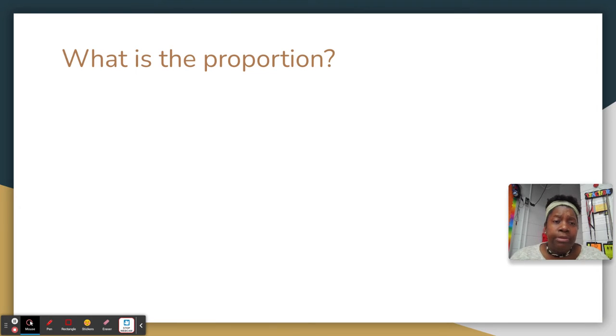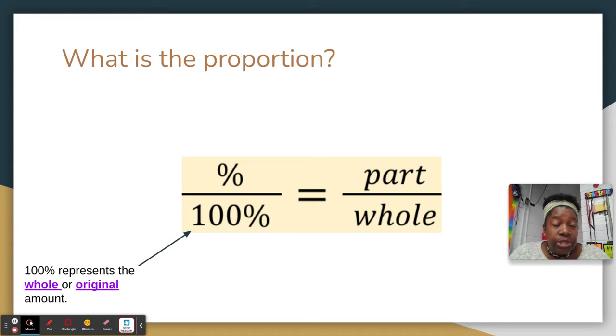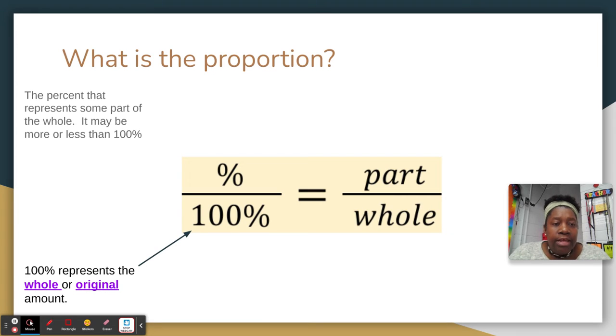What is the percent proportion? Well, the percent proportion looks like this, and we can see four different parts. We see 100%, and that's going to represent the whole or the original amount of something. Then we have another percent. This percent represents some part or some portion of the whole. It's important that you know that that percent, yes, it can be greater than 100.